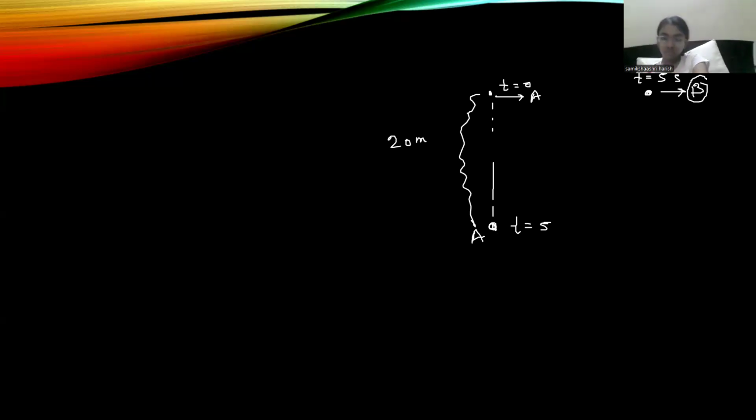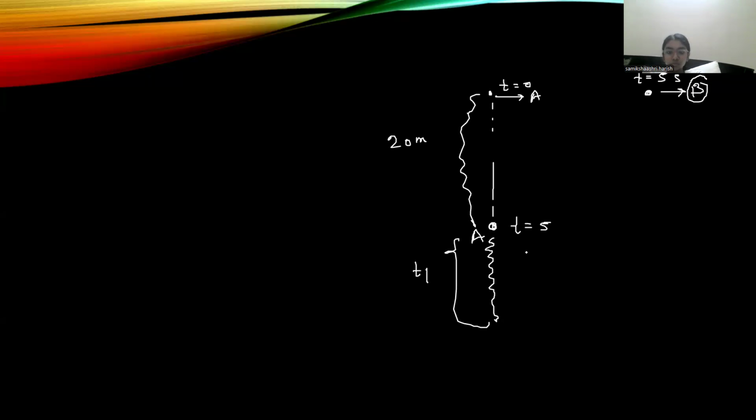Then I am assuming that in time t1, from here to here, if particle A is traveling, for example, 10 meter, then in this time t1, this particle should travel how much? 20 plus 10.